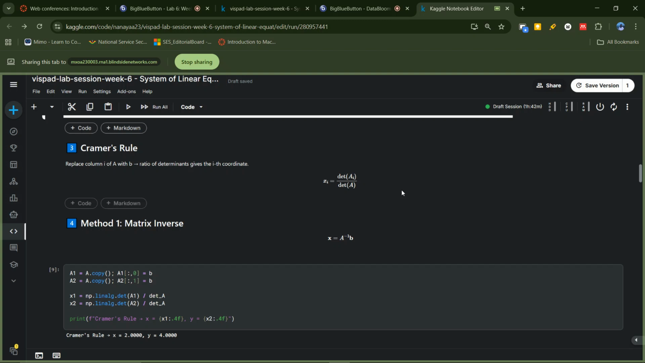It says: replace column i of A with b, giving you a ratio of determinants which gives the ith coordinate. For now, this might look a bit abstract to you. I'm hoping if I explain, you'll be able to picture it when I mention the numbers.